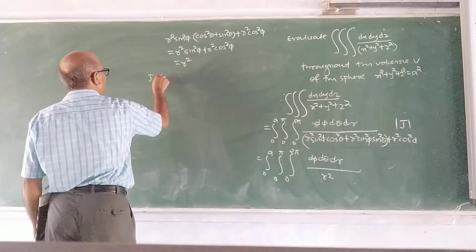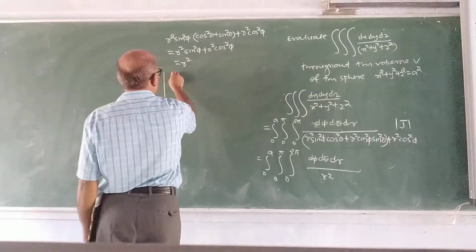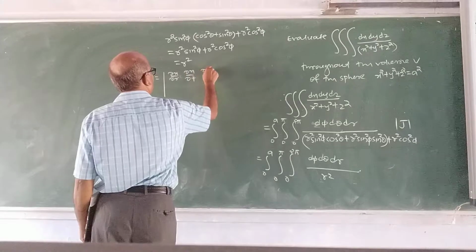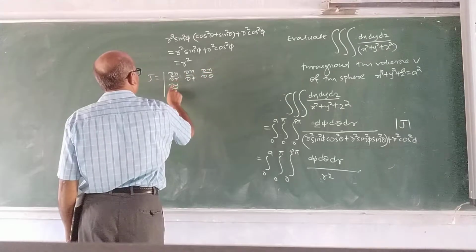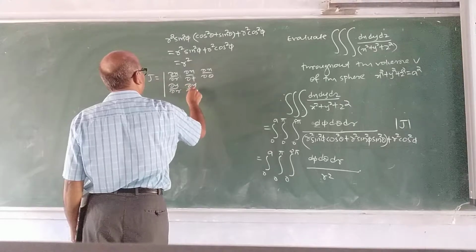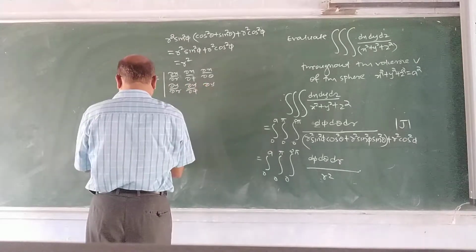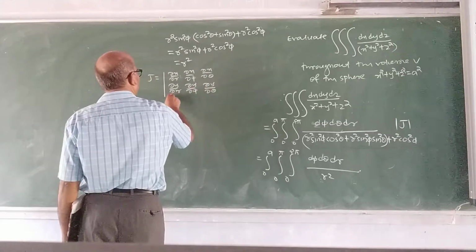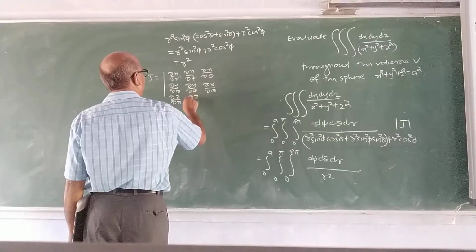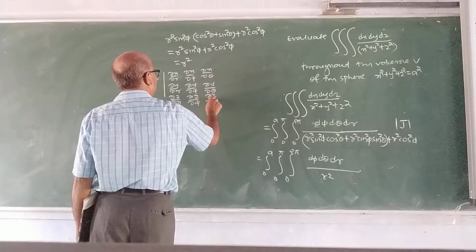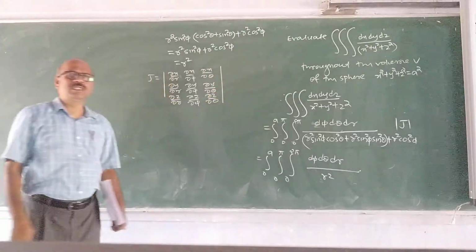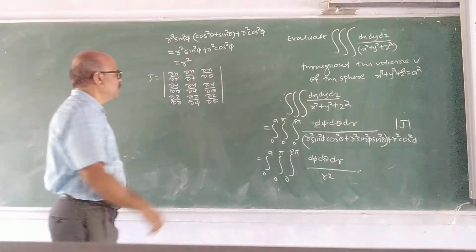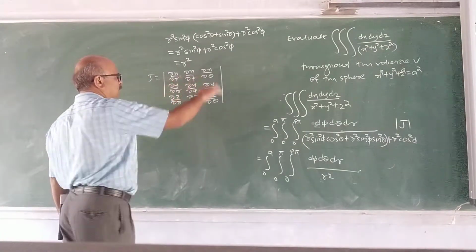J is the determinant of del x by del r, del x by del phi, del x by del theta, del y by del r, del y by del phi, del y by del theta, del z by del r, del z by del phi, del z by del theta, in the order r, phi, theta. You have solved this as a separate problem in Jacobians while studying Jacobians. You have obtained this x, y, z with respect to r, phi, theta Jacobian.